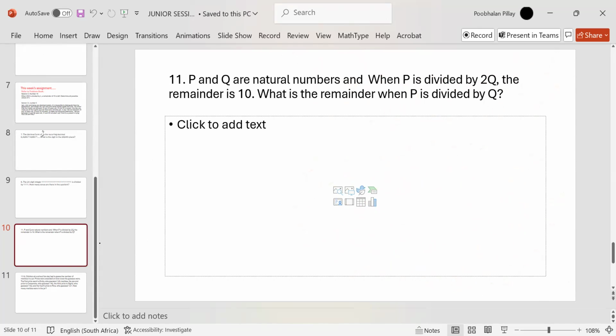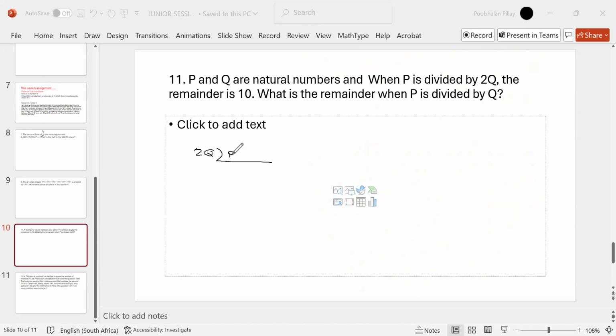So if the remainder is 10, it actually means that when you're dividing by 2Q, so there's 2Q, and you're dividing P by 2Q, you get some answer here, but the remainder is 10. Which means actually that 2Q, this divisor, to get a remainder of 10, 10 must be smaller than 2Q.